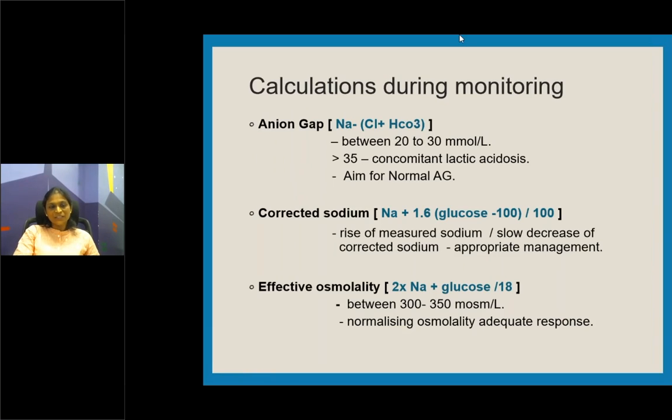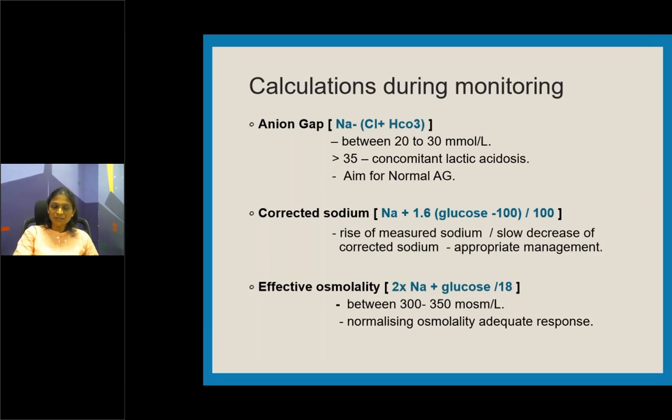With the initiation of treatment and with fluids, insulin, and electrolytes being replaced, what are the things which have to be monitored, and what are the calculations which we have to do during monitoring? Anion gap. This has to be done every second hourly when we check the electrolytes. Usually in DKA there is a high anion gap acidosis, usually between 20 to 30 millimoles. But when there is an even higher anion gap, more than 35, we have to think in terms of lactic acidosis because of sepsis or renal failure. The aim of DKA management is to normalize the anion gap.